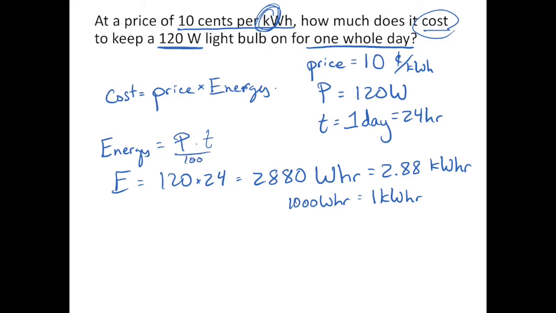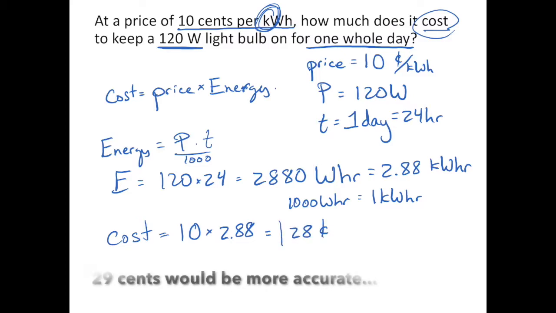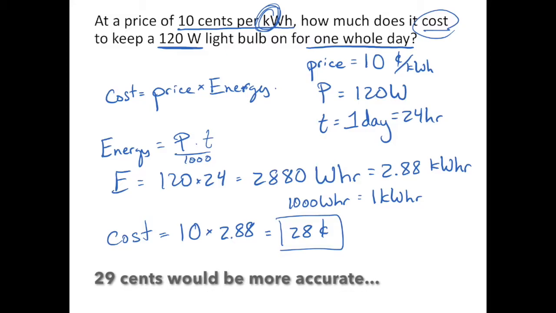So in our equation, as I gave before, we actually divide by 1,000 in order to get the right units of kilowatt hours. Our cost is going to be the energy times the price. The price here is 10 cents per kilowatt hour. Our energy is 2.88 kilowatt hours. And so we get 28 cents as our cost. That's the total cost for having a light bulb on for the whole day, 28 cents.